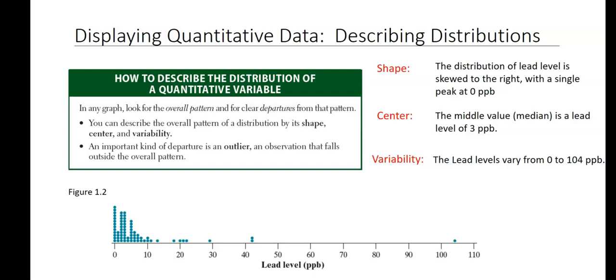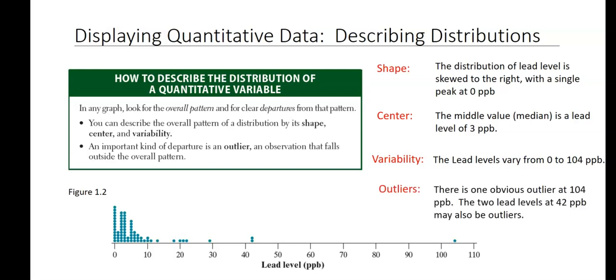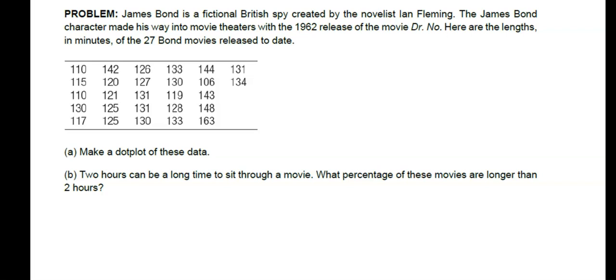In this case, we're just basically saying between 0 and 104 is where the data values vary. And it does seem quite obvious there's at least one outlier, and that would be at 104 there. And then the other two at 42 might be outliers. In fact, they probably are, but we don't know how to find those yet. So we're just kind of guessing, but sometimes it's obvious. An outlier is a number that's way bigger than everything else.